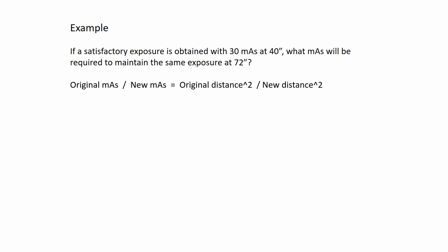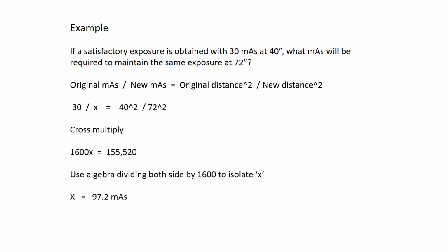Remember the formula is original mass over new mass equals original distance squared divided by the new distance squared. So I would take 30 over x equaling 40 squared over 72 squared. I cross multiply, I end up with 1600x equaling 155,520. I divide both sides by 1600 to isolate x, and I would end up with 97.2 mass. So to get the same amount of exposure going from 40 inches to 72 inches, I'd have to increase my mass pretty significantly to 97.2.